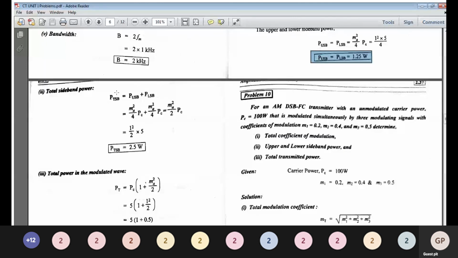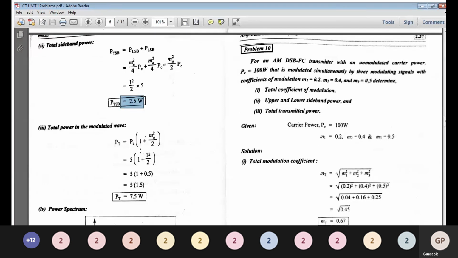The total sideband power is equal to, here we have two sidebands, one is upper, another one is lower sideband. So both the powers are same. So total sideband power equal to 2 times of this value, 1.25. 1.25 plus 1.25, 2.5 watts.